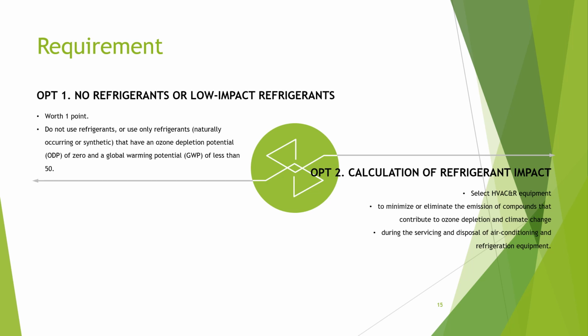The project team faces two options to achieve this credit. Option one is to use low-impact refrigerant meeting the credit criteria, or no refrigerant at all. The other is to take controlled risk and calculate the impact of the refrigerant employed. And there are some detailed descriptions in the slide. I hope you guys can read it.